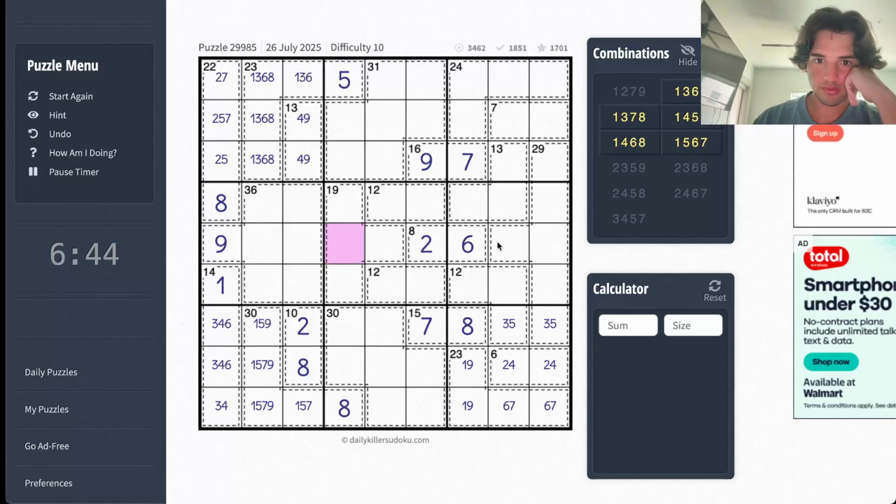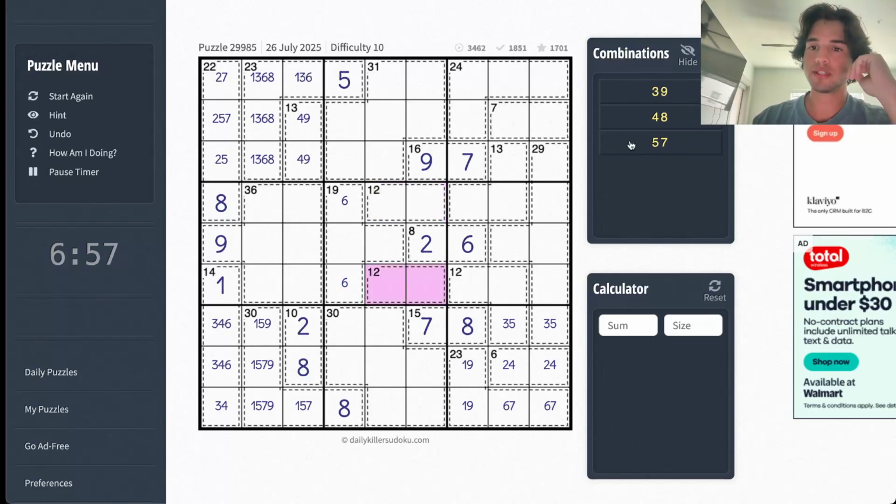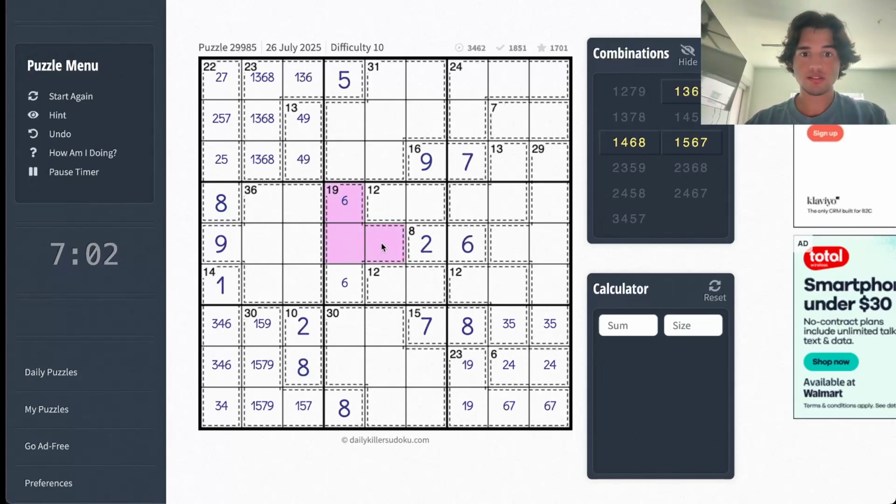not very helpful. Where does 6 go? 6 also can't go in a 12 cage. So now 6 has to go here or here. That means we do need a 6 in here, and then it's 3, 9, 4, 8, or 5, 7. It's whatever missing pair is here. So we need a 6 and a 1.